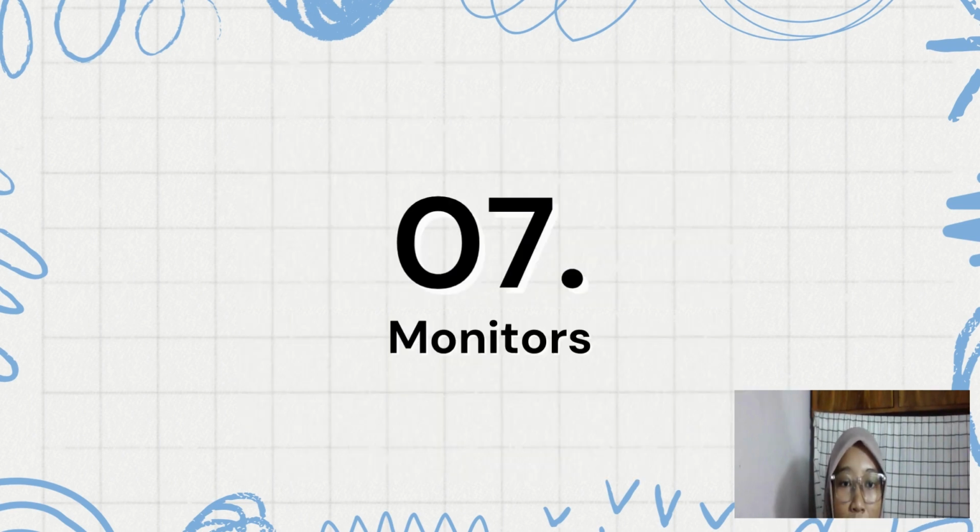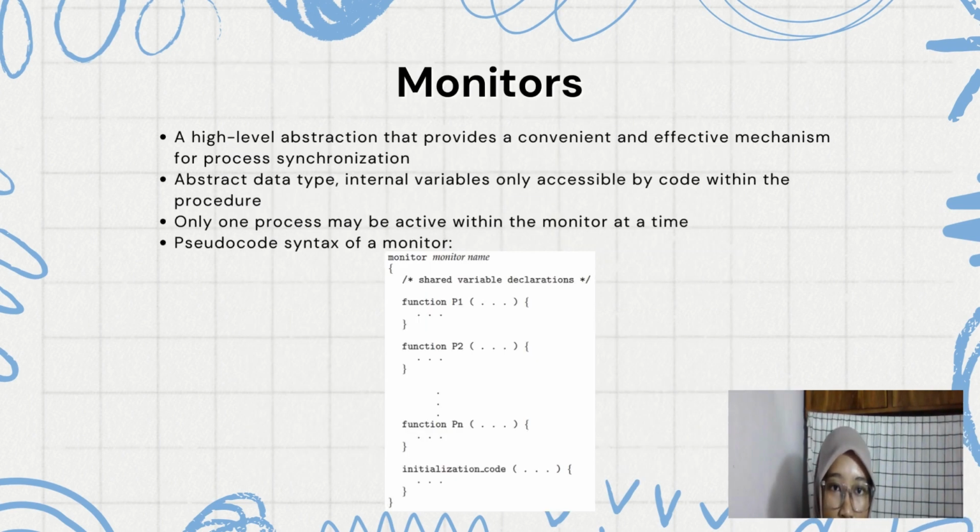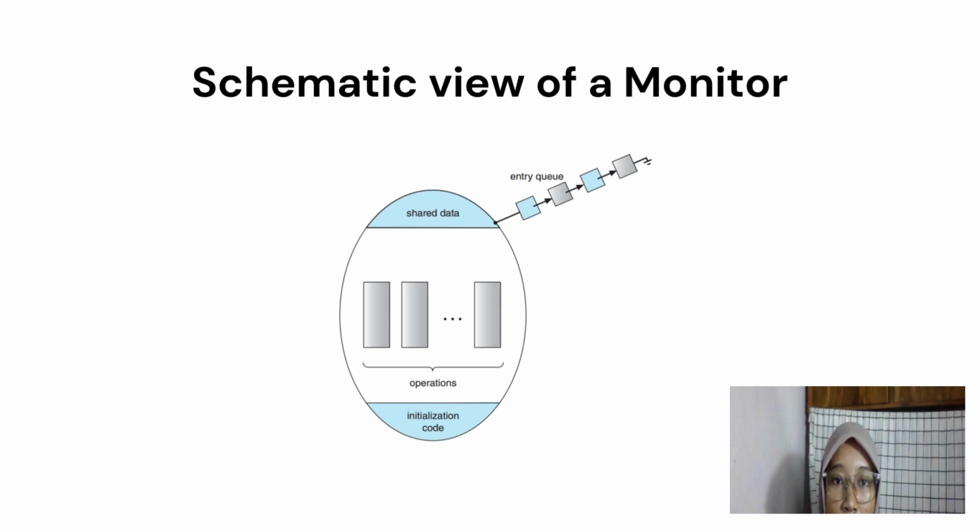The seventh material is monitors. Monitors are a high-level abstraction that provides a convenient and effective mechanism for process synchronization. An abstract data type's internal variables are only accessible by code within the procedure. Only one process may be active within the monitor at a time. The code syntax of a monitor is below. This is the schematic view of a monitor.